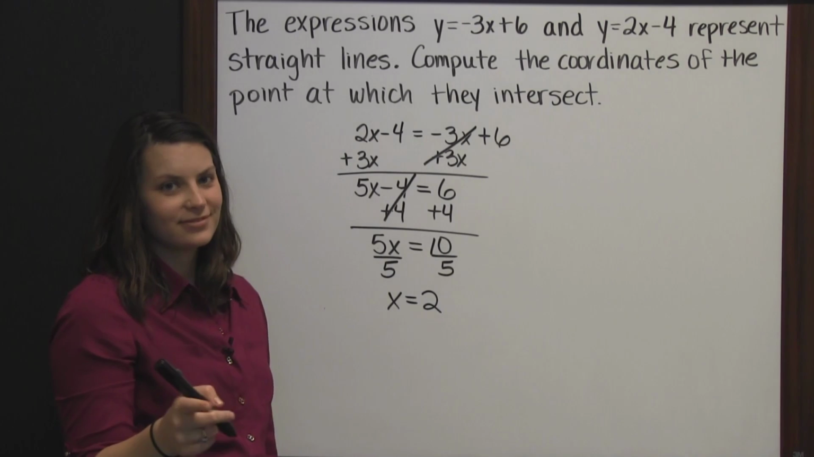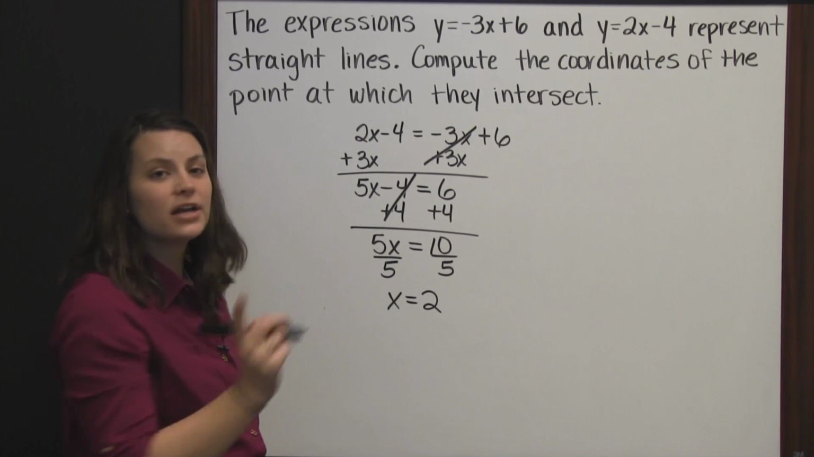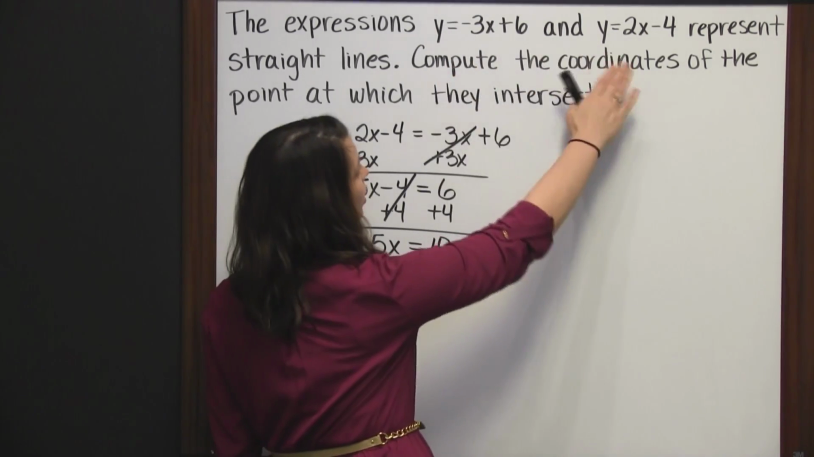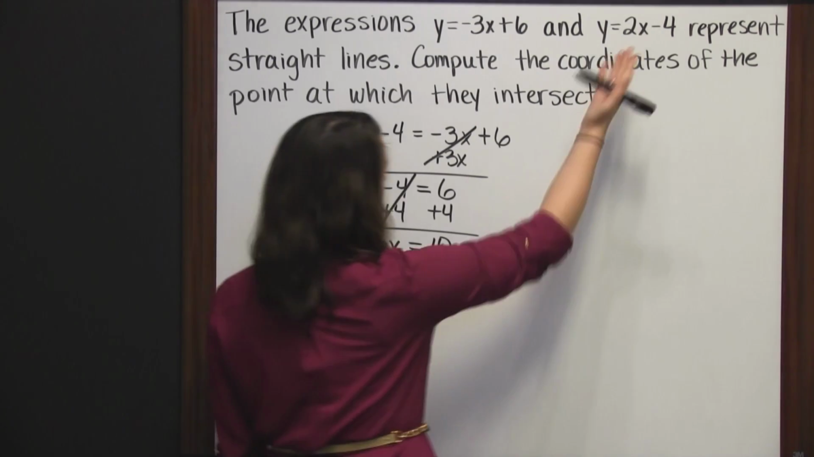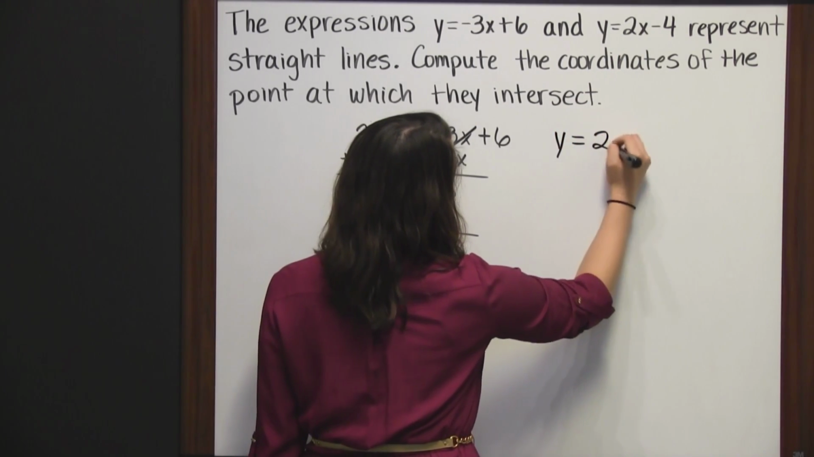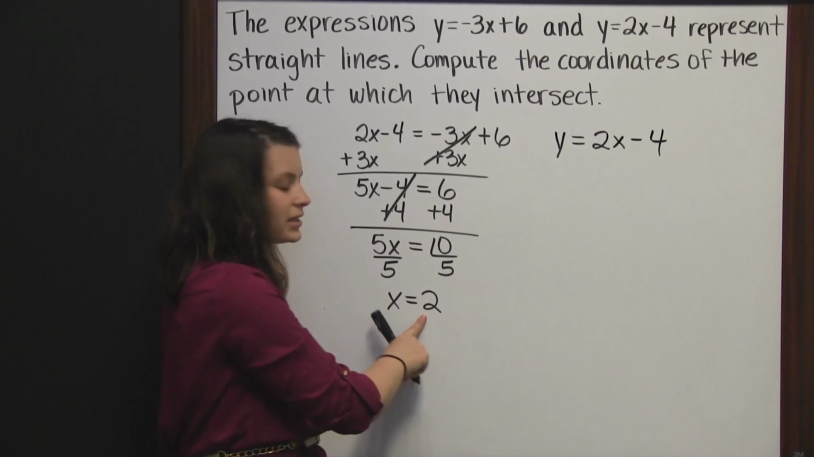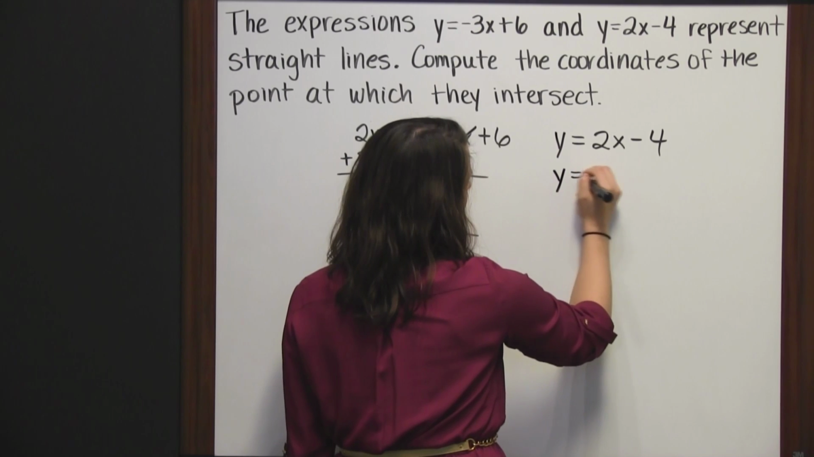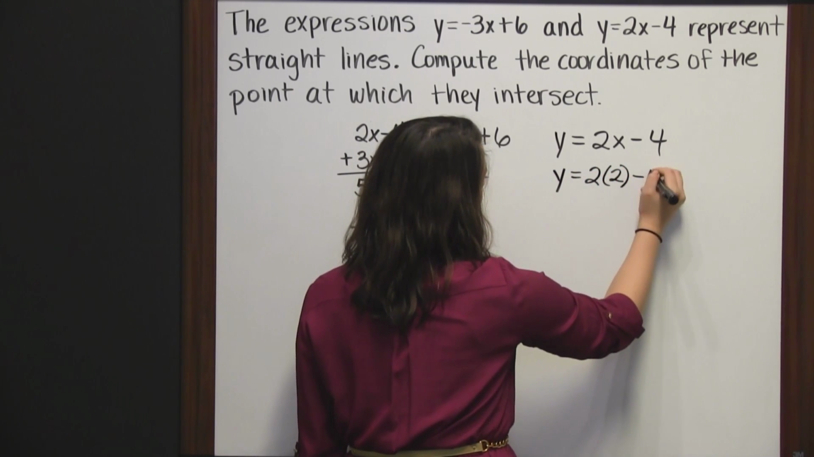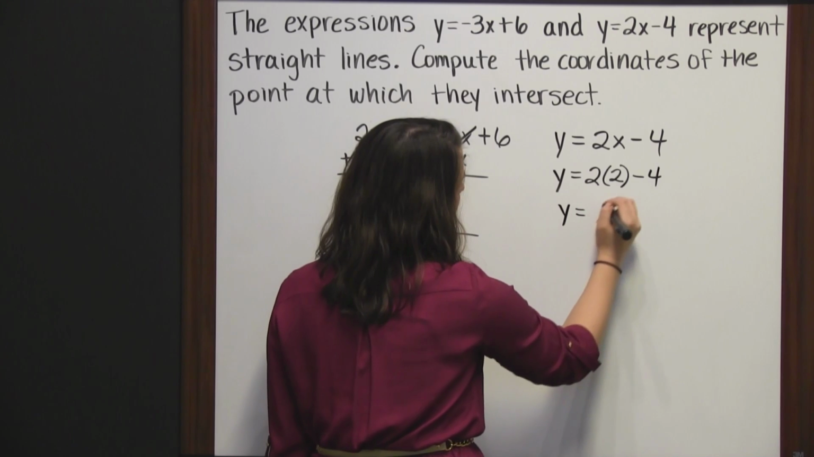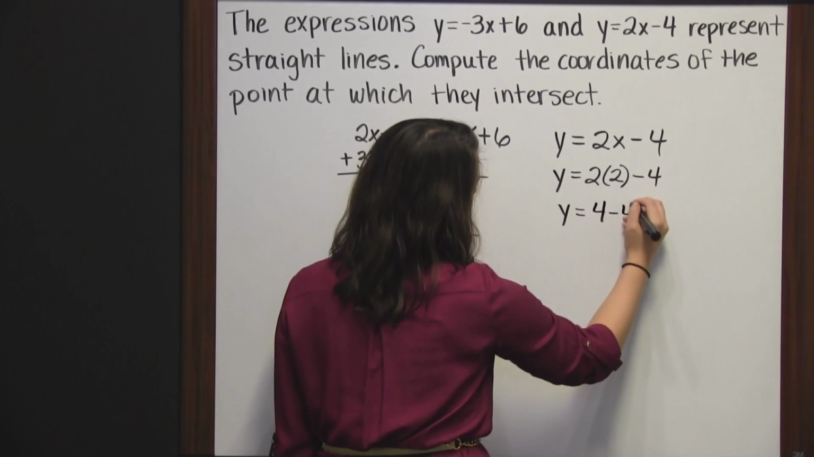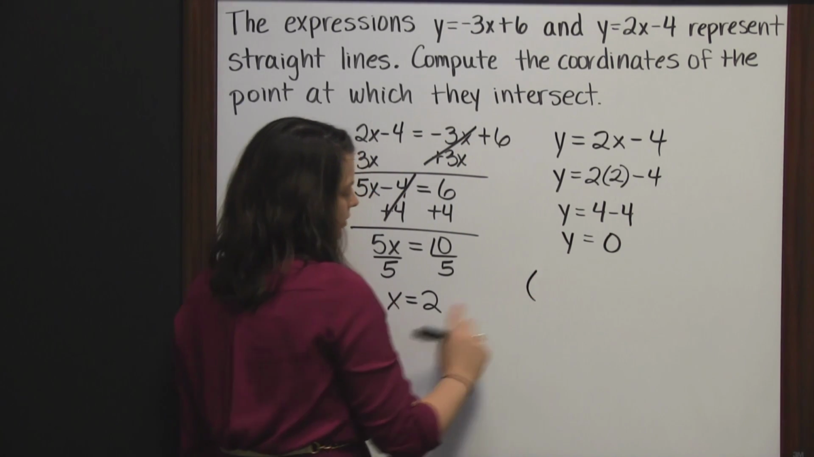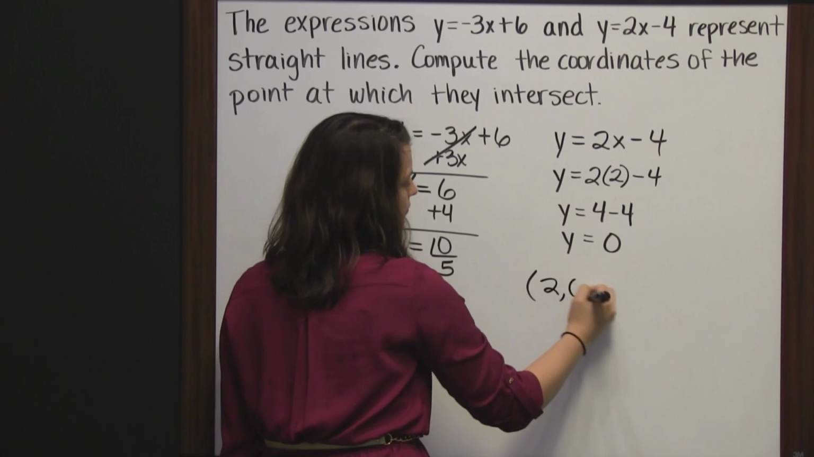We're halfway there now. We've found what x is. To find y, we need to substitute 2 for x in either one of these expressions. And I'm going to use the second one. Since x is 2, we need to replace x with 2 to find y. So y equals 2 times 2 minus 4. Y equals 2 times 2 is 4, minus 4. So y equals 0. Our ordered pair is 2, 0.